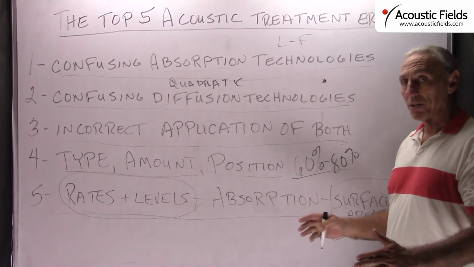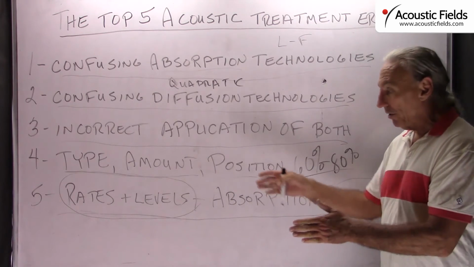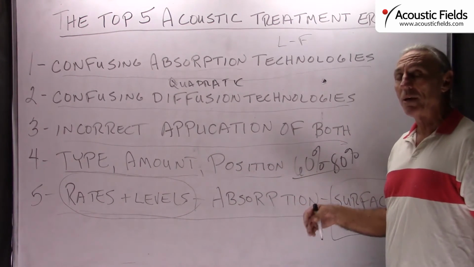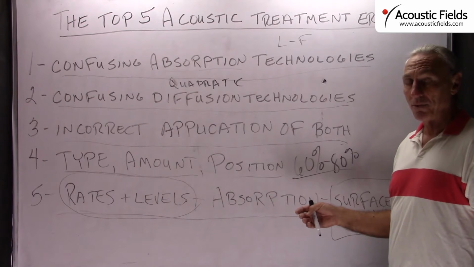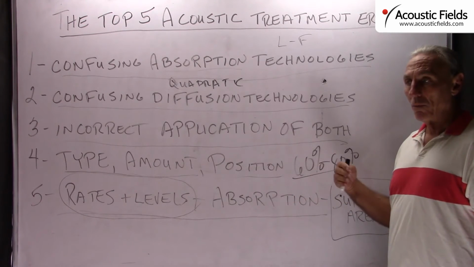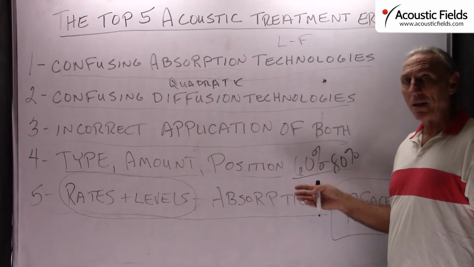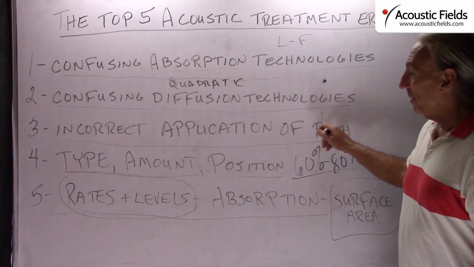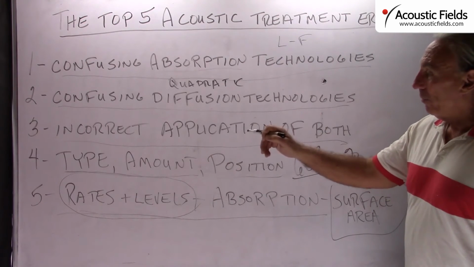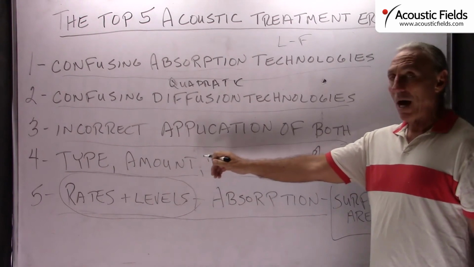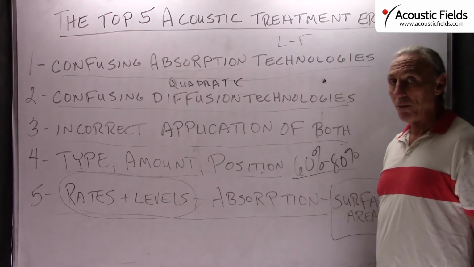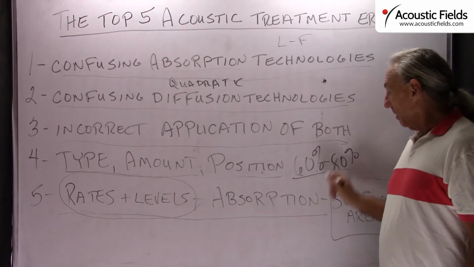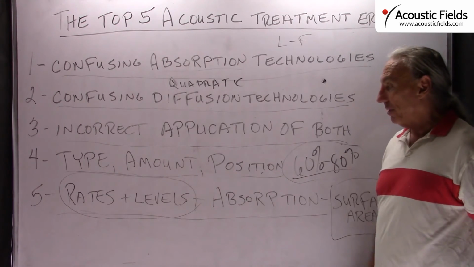For example, in a listening room, if your sidewall distances are close and you use quadratic diffusion, you may just increase the problems that you're having. You may increase the unbalance between the sidewall reflections and the direct energy. So you want to make sure you apply both of them. What kind of technology are we going to use? How much are we going to use? And very important, where are we going to place it? Make sure we cover enough surface area with it.